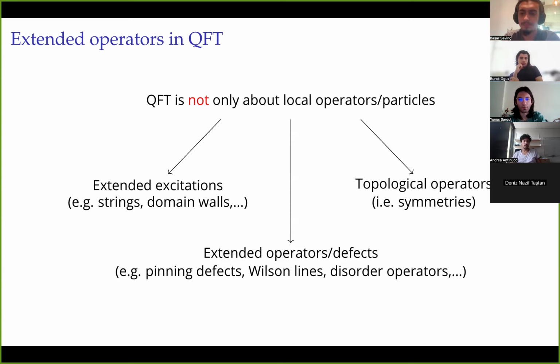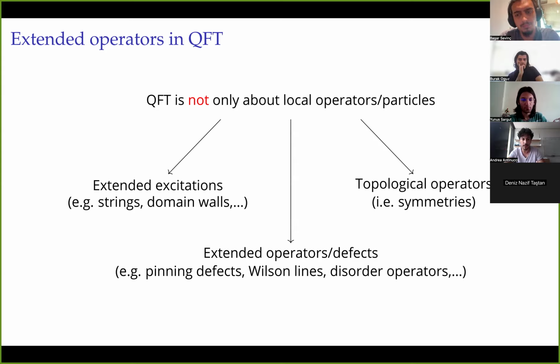Similarly, if you want to study quantum field theory in a Euclidean approach, focusing on operators, there are extended operators that are not supported on a point, but on some higher dimensional manifold, at least a one-dimensional manifold. There are many examples that I will discuss in a second. And clearly there are several relations between these two concepts. For instance, an extended operator acting on the vacuum will create an extended state.